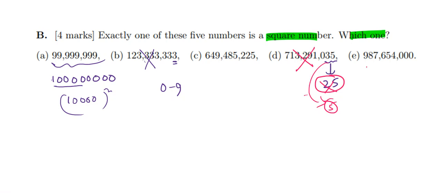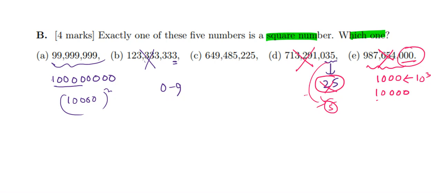And for this number, the last three digits are 0. That means it is a multiple of 1000, not 10,000. We need to check only whether it is a multiple of 10,000, a square or not. The last three digits are a multiple of 1000, so that is also not a square, because 1000 is not a square number, it is a cube number. So this is not a square number.